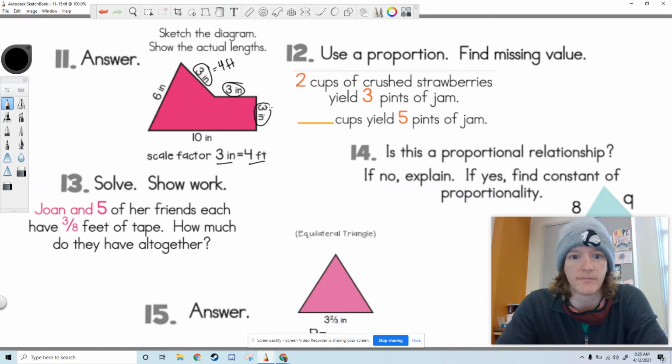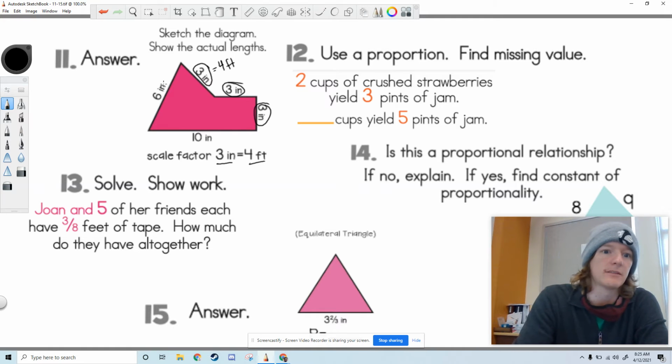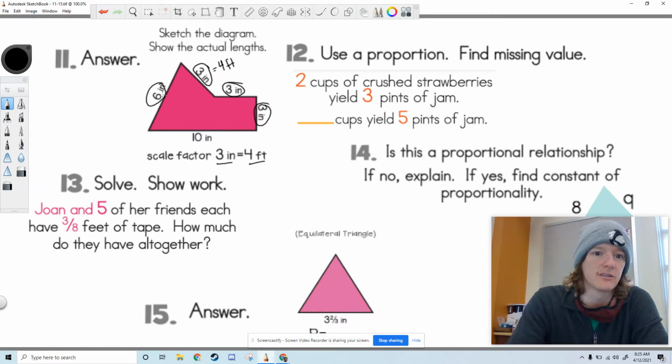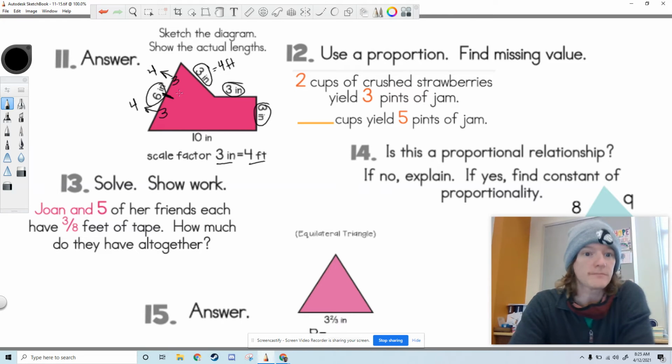So will this one, and so will this one. Well, how about this one? This one is 6 inches, which means it's got a 3 here and a 3 here. This 3 is 4. This 3 is 4. So this one would be 8 feet.